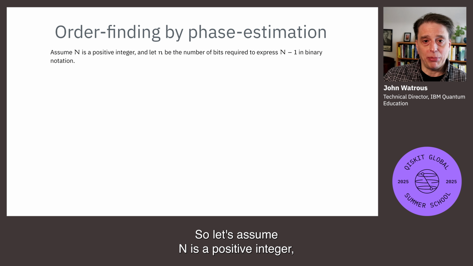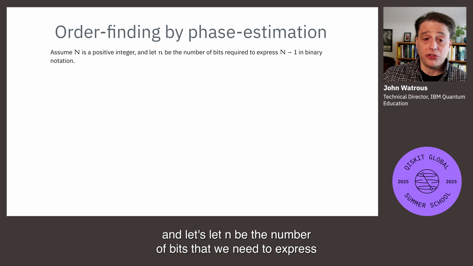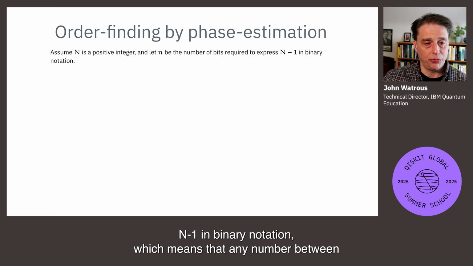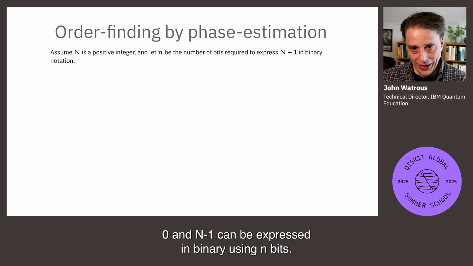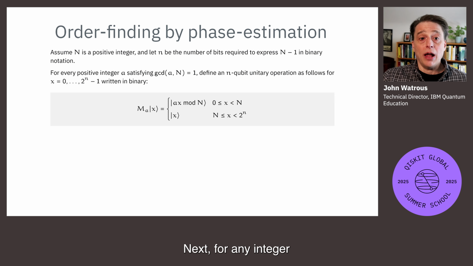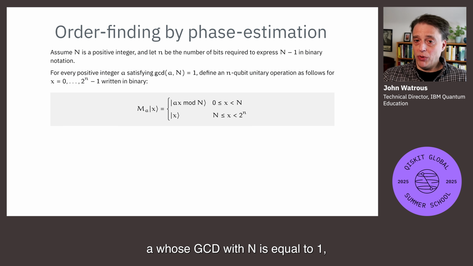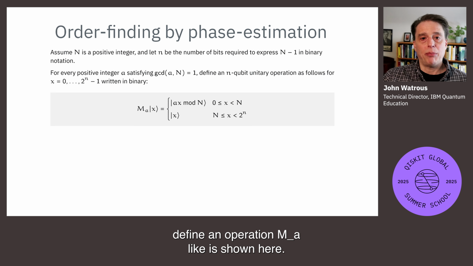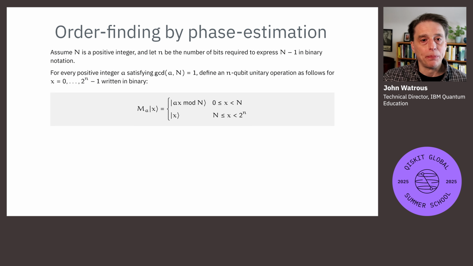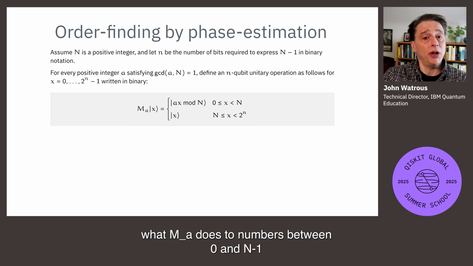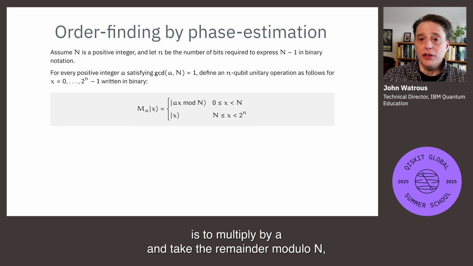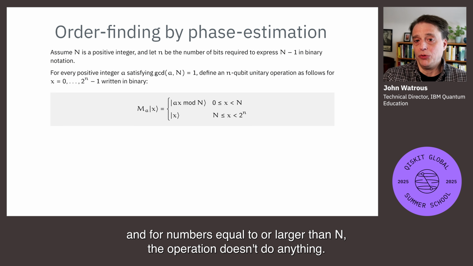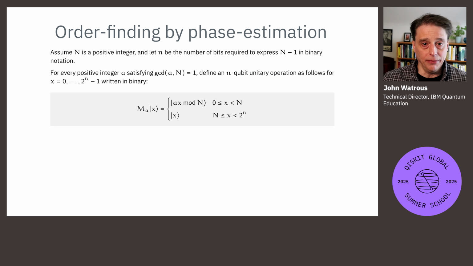So let's assume capital N is a positive integer, and let's let small n denote the number of bits that we need to express N-1 in binary notation, which means that any number between 0 and N-1 can be expressed in binary using little n bits. Next, for any integer a whose GCD with N is equal to 1, define an operation M_a like is shown here. In words, what M_a does to numbers between 0 and N-1 is to multiply by a and take the remainder modulo N, and for numbers equal to or larger than N, the operation doesn't do anything.